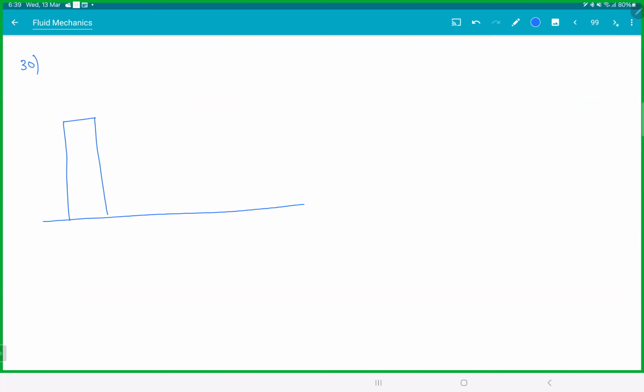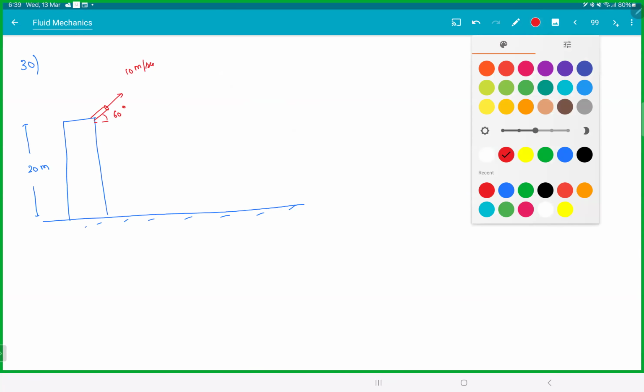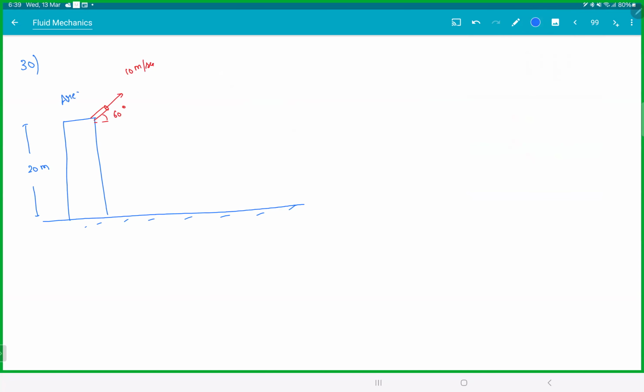Then we have a building 20 meters high. And from here, you're sending a water jet with speed 10 meters per second at an angle of 60 degrees. And the area of cross section is A. So as this water jet flies, something happens to the area.